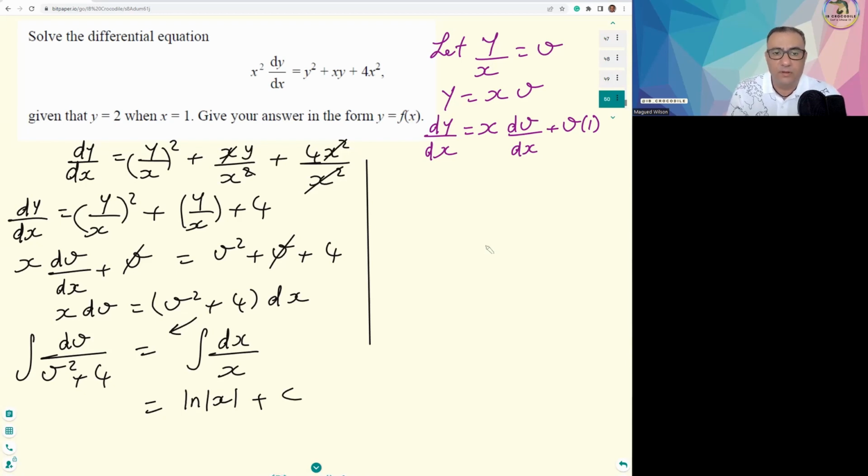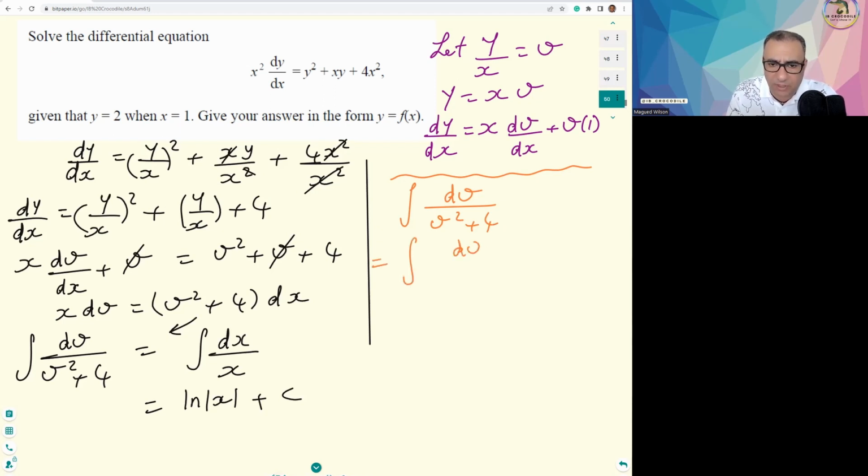So let me work on the side here, in a different color as well. We have the integration of dv over v squared plus 4. Now, first of all, I had 1 plus x squared, and here I have 4. So first of all, I would like to make this 4 a 1. How to do that? Easy. We can take 4 as a common factor.